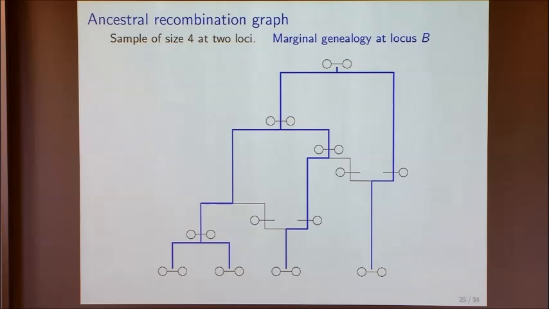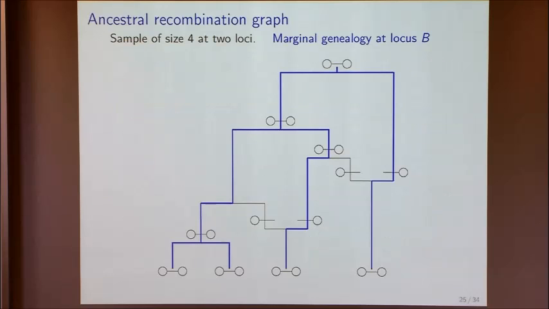Whereas if you look at what's happening at the B locus, you have another tree, and the most recent common ancestor of the sample at this locus B is much higher up in the tree. So as you can see, the time spent in this process to the most recent common ancestor at the left locus is different from what it is at the right locus in this particular example genealogy. And in general, these quantities are different.